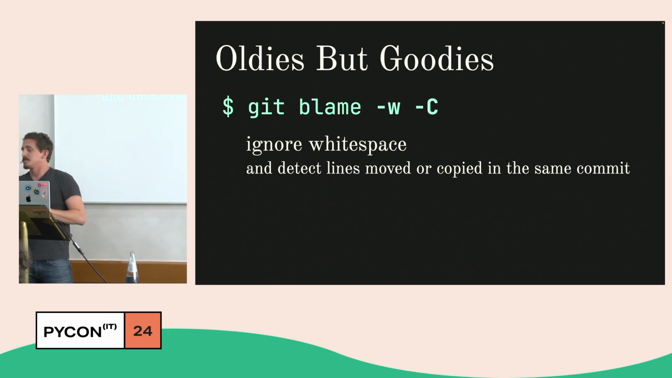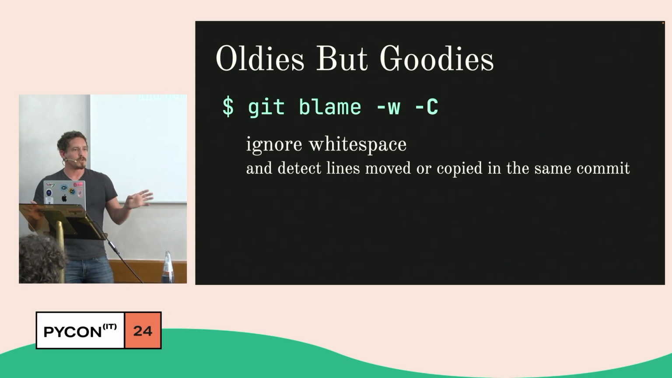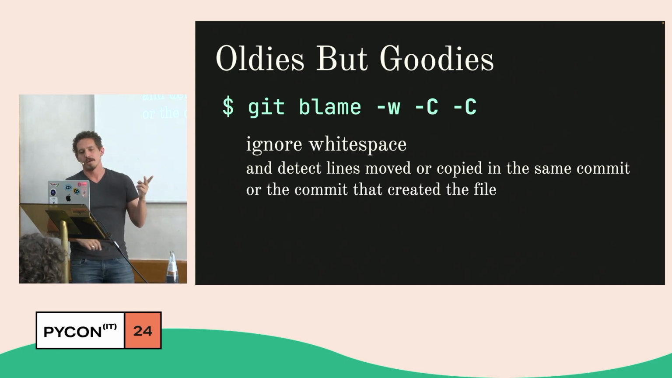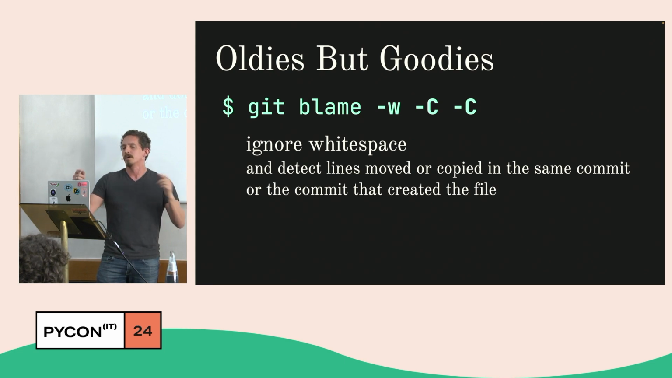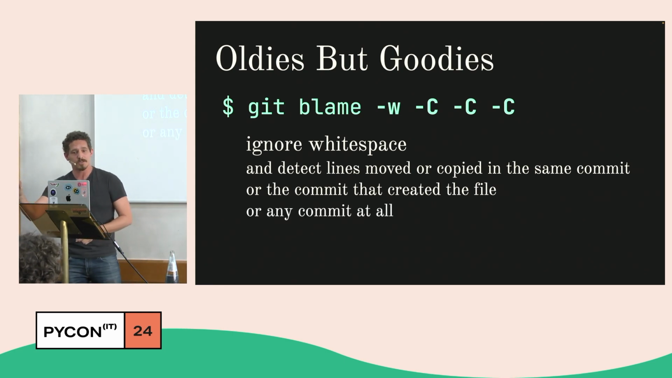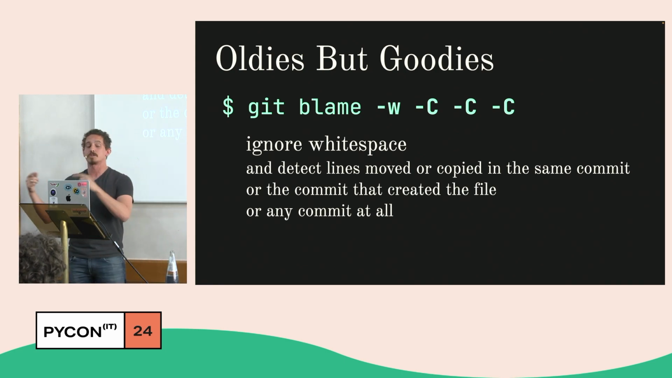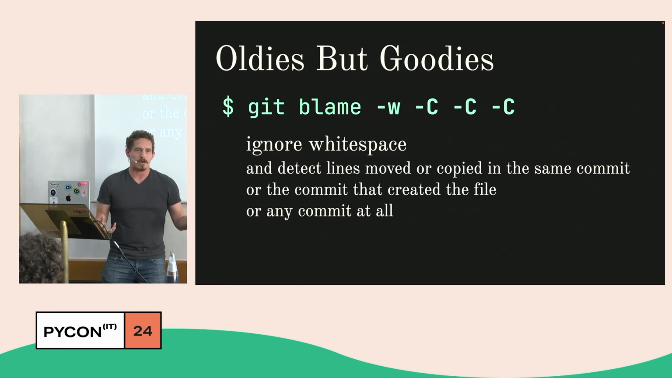One of the things that Git does that I don't think I've ever seen a Unix command do is, if you give it the same option more than one time, it does more things, right? So if you do -C twice, it will detect lines moved in the same commit, or the commit that created the file. If you give it 3 times, it will do any commit at all, right? So each one of these makes it more expensive, but filters out more crap, right?